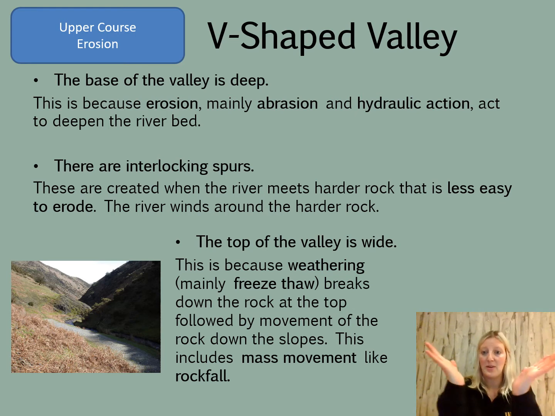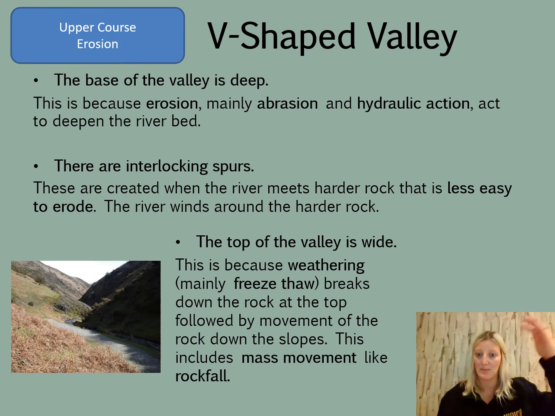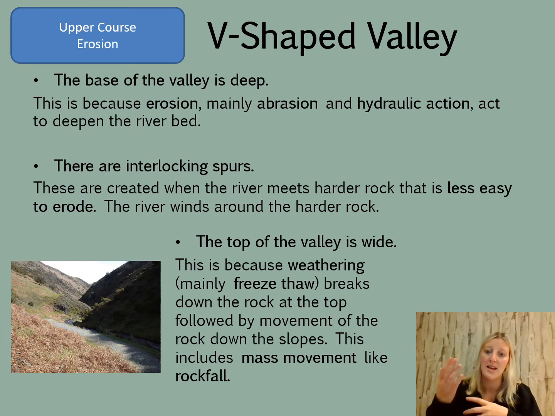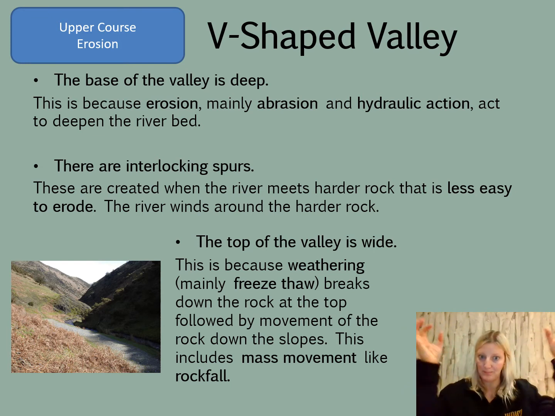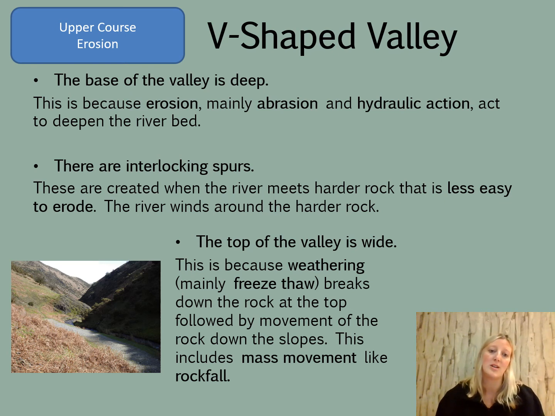The top of the valley becomes very wide, and that's because we have lots of weathering happening at the top. The upper course of the river tends to be at higher altitudes, and we get colder temperatures and more rain in these parts of the country. And so we get more freeze-thaw weathering, where the temperature dips below zero overnight and then comes back up above freezing in the daytime. With lots more rain and exposure to the elements, rocks are breaking off at the top of that valley, moving down the steep slopes. We have mass movement like rockfall that's bringing that rock down, moving that material and creating that really wide top.